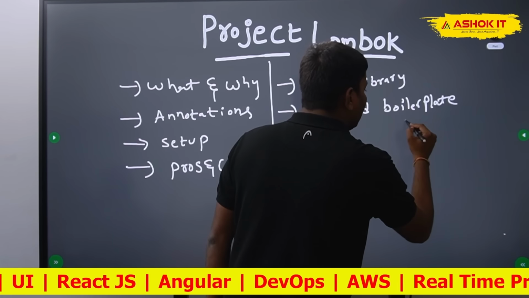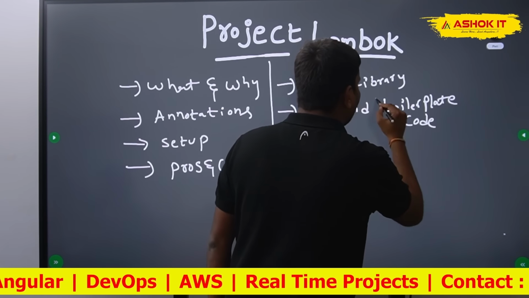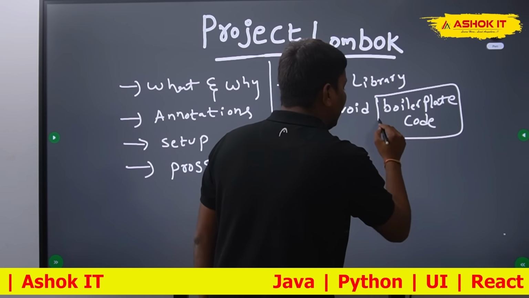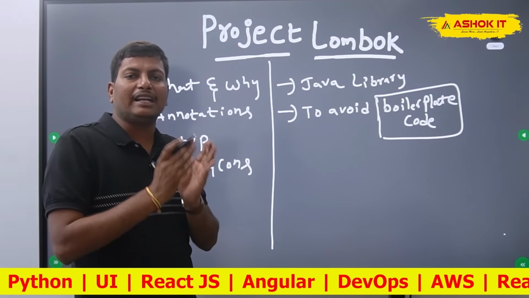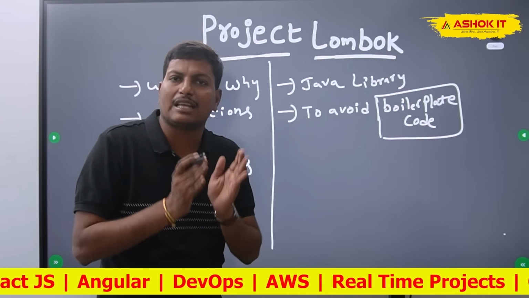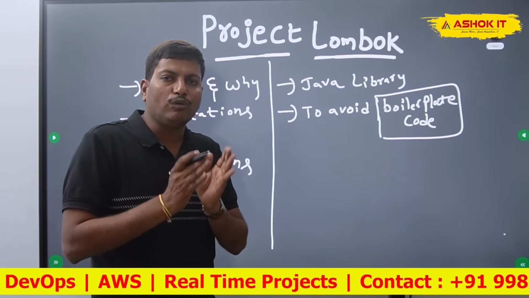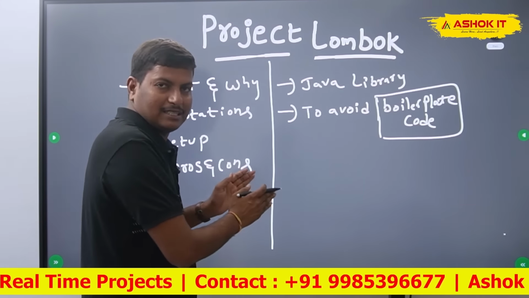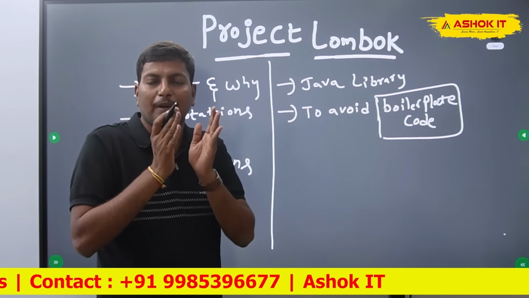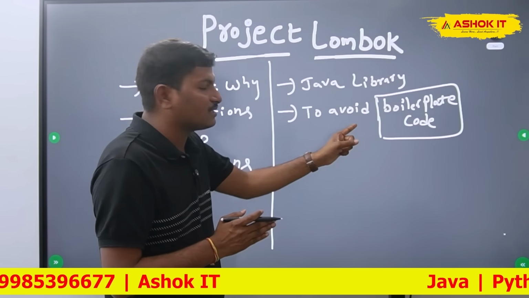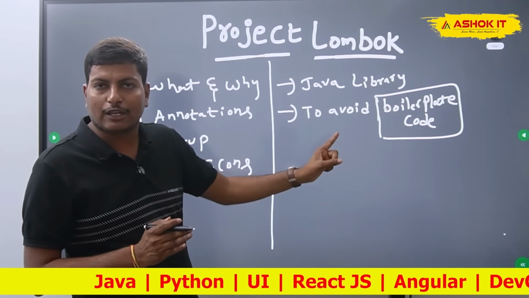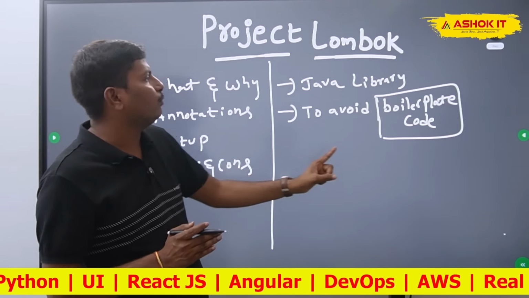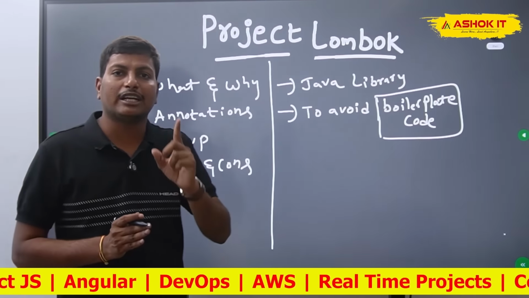So what is the meaning of this boilerplate code? Boilerplate code is nothing but any code which we are writing at multiple places in the same project. The code which we are writing at multiple places, duplicate code or repeated code, we can call as boilerplate code. So to avoid that boilerplate code in the Java classes, we are going to use this Project Lombok.